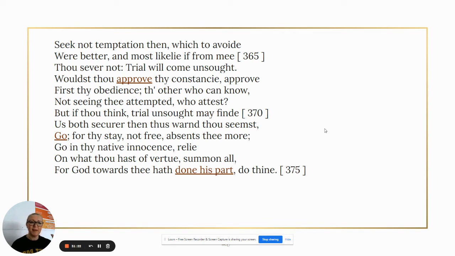Look where that's placed at the beginning of the line, and repeated on the next: "go. For thy stay, not free, absent." Or if you don't want to be here, then go. Fine. A little bit petulant. "Rely on what thou hast of virtue. Summon all. For God towards thee hath done his part. Do thine." It's in your hands now. God has made you innocent and pure. And if you're going to go, then it's on you. Right?